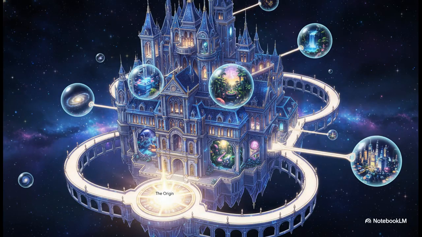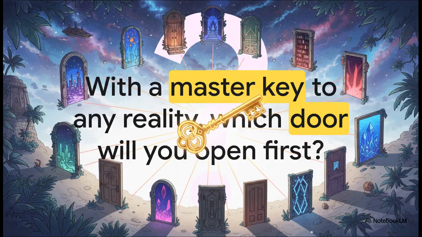So what this all really points to is a massive shift in how we see everything. Our universe isn't a single, lonely room. It's more like one part of a giant, sprawling mansion, a mansion with an infinite number of rooms. And if this is how reality actually works, then just knowing this, just understanding it, it's like being handed the master key to that entire mansion. So the final question isn't really about cosmology, it's about you. If you had a key that could open any door to any possible reality, which one would you choose to open first?